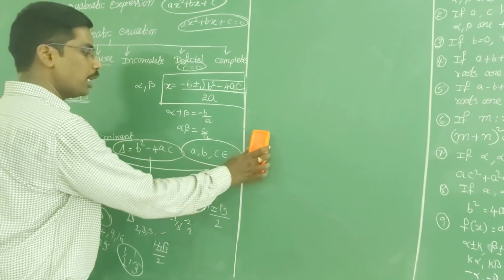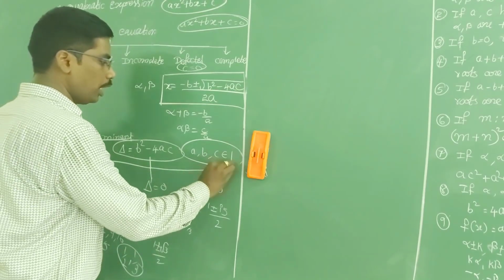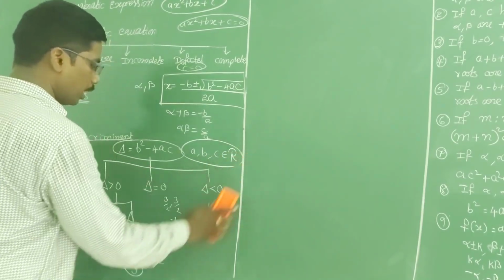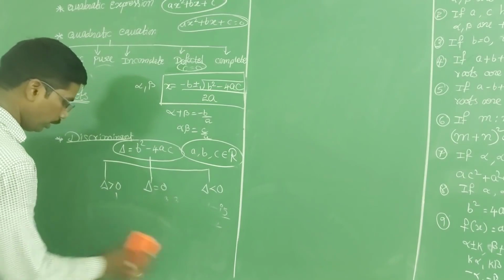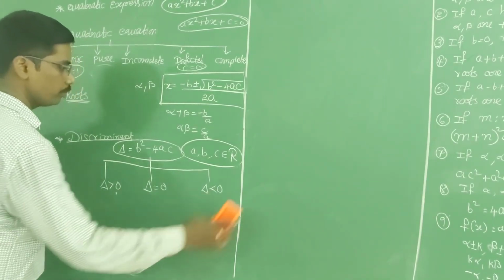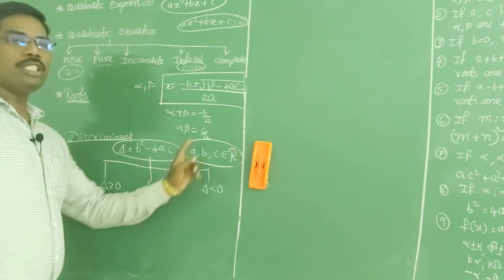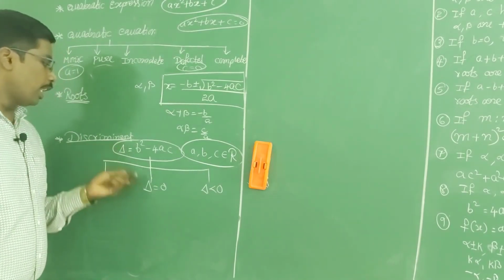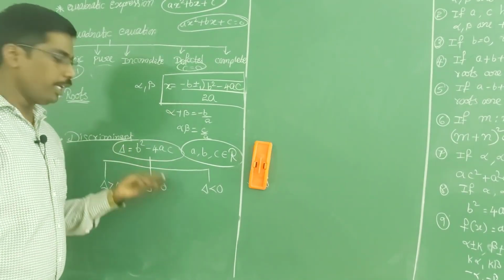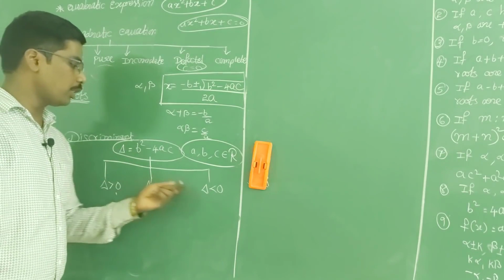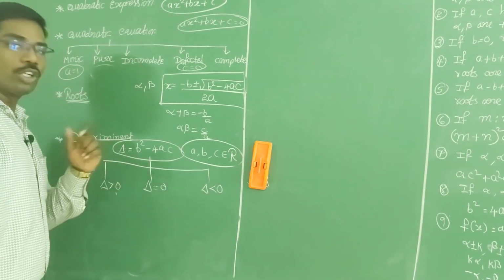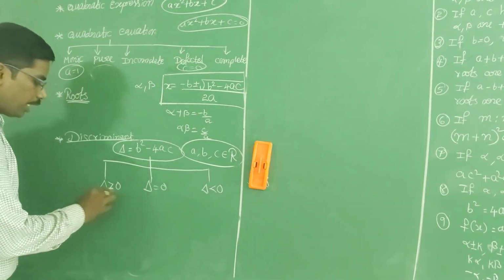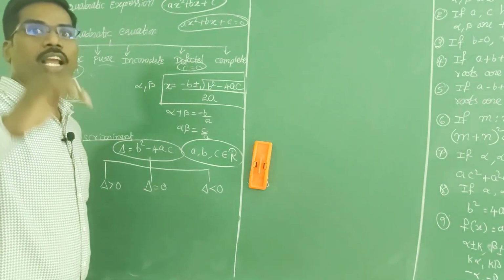If a, b, c are real numbers, again we will get three different cases. If a, b, c are real numbers, then delta is equal to b square minus 4ac, the discriminant. Delta greater than 0, delta less than 0, delta is equal to 0. If delta is greater than 0, then the roots are real and unequal.